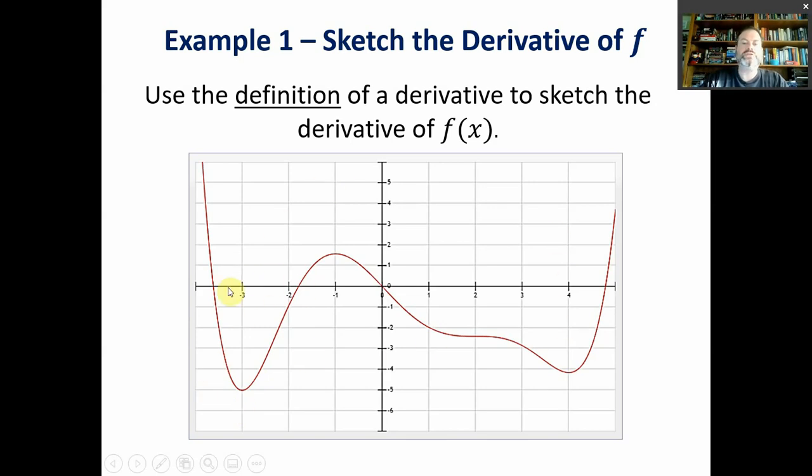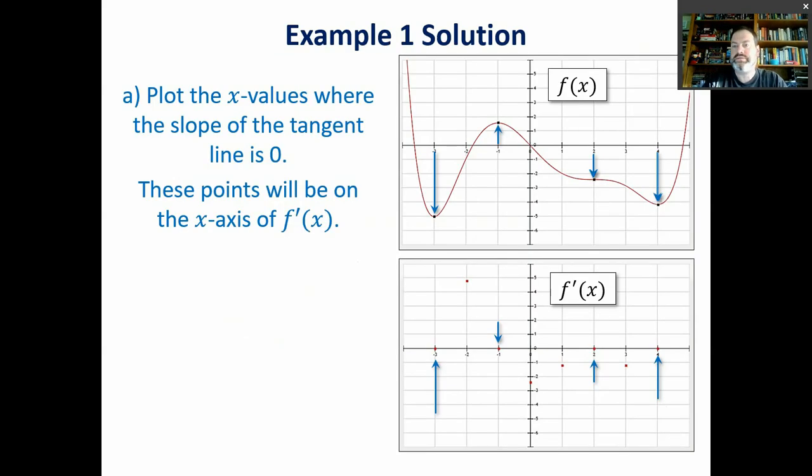So what points do we know the slope just looking at this graph? Well, I can only see 4 points where I know what the slope is. Here, here, here, and here. The slope at all 4 of those points is horizontal. So the tangent line is horizontal. That means the slope is 0. So I would plot those 4 points first. So you take the slope that you get from the original function and you plot those on the x-axis.